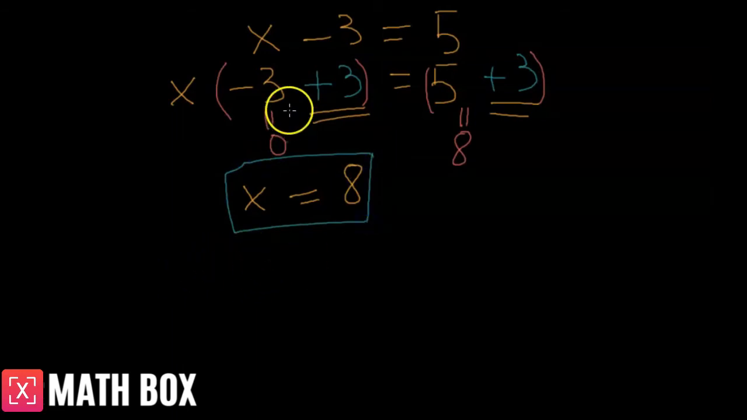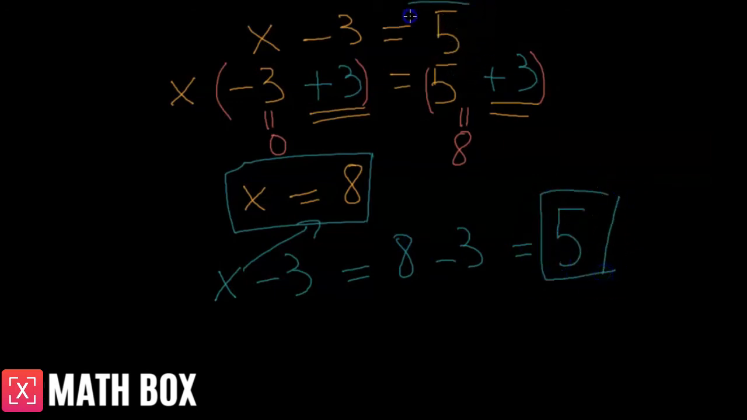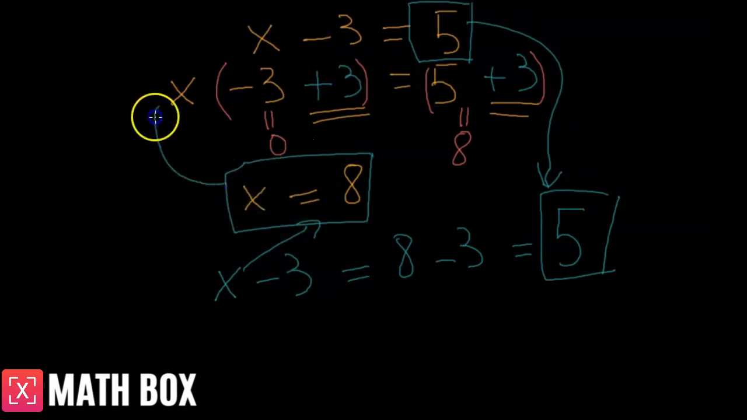Okay, so now we can verify the equation if it's correct. So we have x minus 3, and if x is equal to 8, it's going to be 8 minus 3, and 8 minus 3 is exactly equal to 5, and this 5 is exactly what we have in the beginning. So it means that we solved our equation and we know the value of x that satisfies this equation.